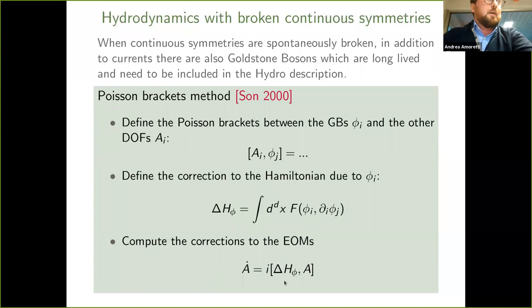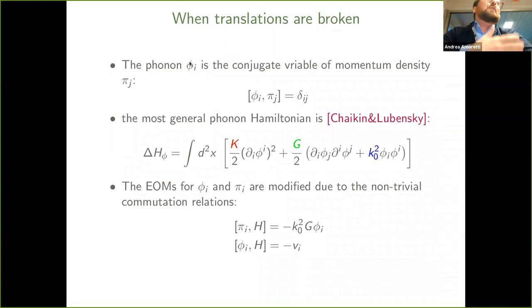So in the case of the breaking of translation, we have that the Goldstone bosons related to the breaking of translation are conjugated to the momentum density. And in a system which is isotropic, like the system they found in this material, you can provide the Hamiltonian for the Goldstone boson respecting the symmetry of isotropy in the plane, which is this one. And you can easily find, using this Poisson bracket, the equations of motion, the relevant modification to the equations of motion of your quantities, which are these ones.